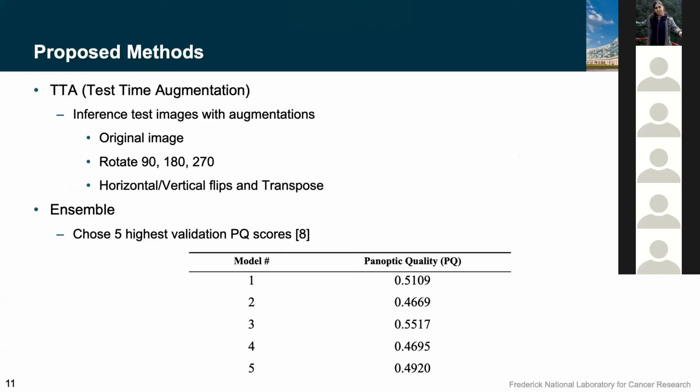After training the network, when we run inference on the testing images, we not only infer on the original testing images, but we also infer on the augmented testing images. So we infer on the original images, and then the rotated images, and horizontally and vertically flipped and transposed testing images. Then we average those 7 predictions, and that finalizes our testing image prediction. And we ensemble the networks. We chose the 5 highest validation PQ scores, and then we ensembled these 5 different networks.